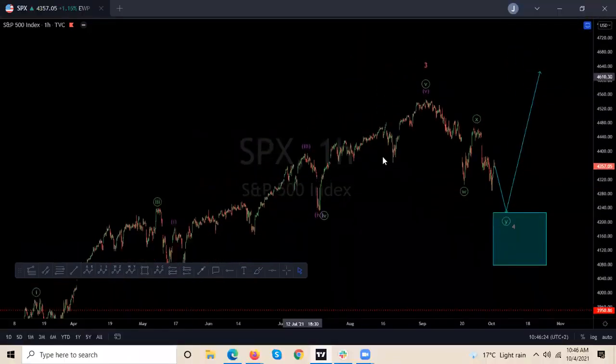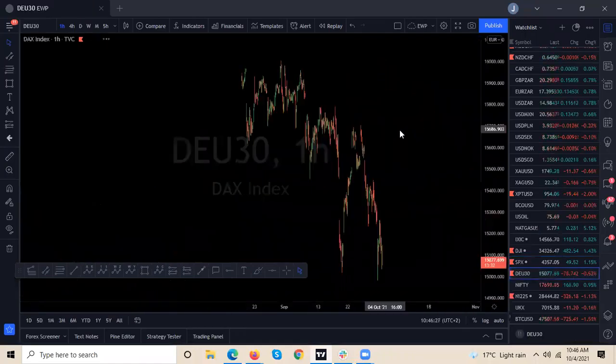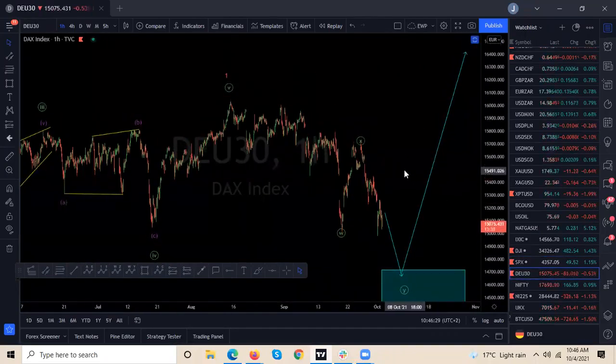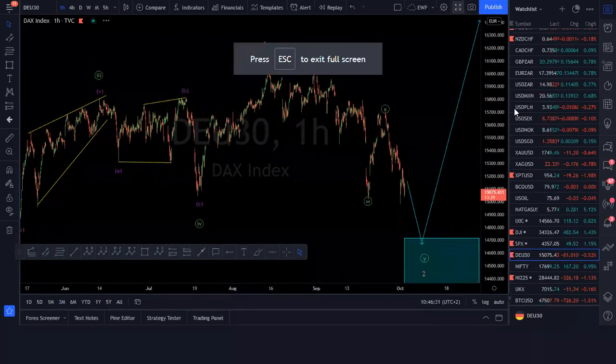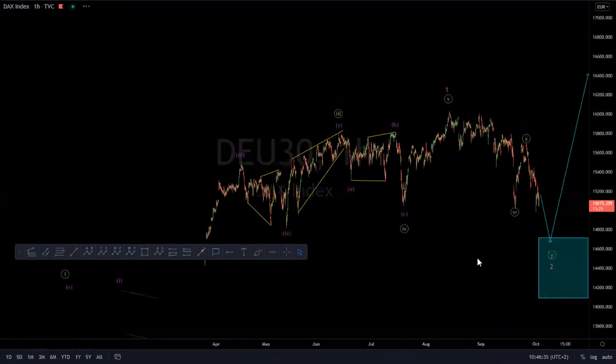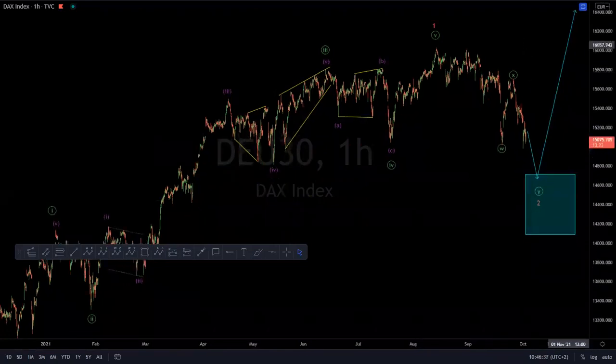Let's look at the next one here of the indices. That will be DAX. Similar to what I'm expecting on the S&P 500, this should be a 3-wave move to the downside, being our WXY structure into the blue box. Then I'm going to be expecting a move to the upside.